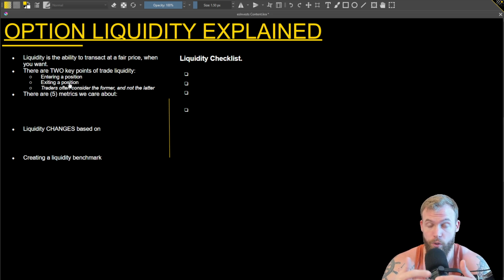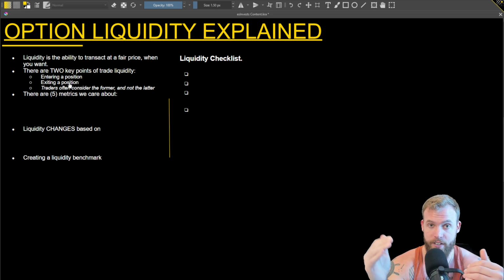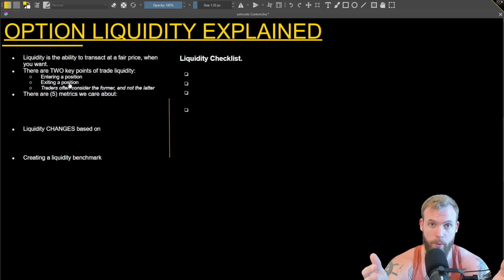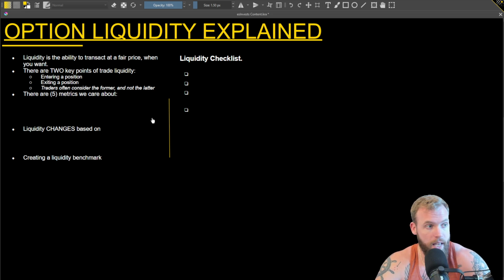Because what's really frustrating is if you put on a trade, you struggle to get in, then you have this big fat profit that you're sitting on. And then when you try to get out, you can't exit at a fair price. So then you start giving up your profits because you have to adjust your price in order to try and exit. We want to avoid that.